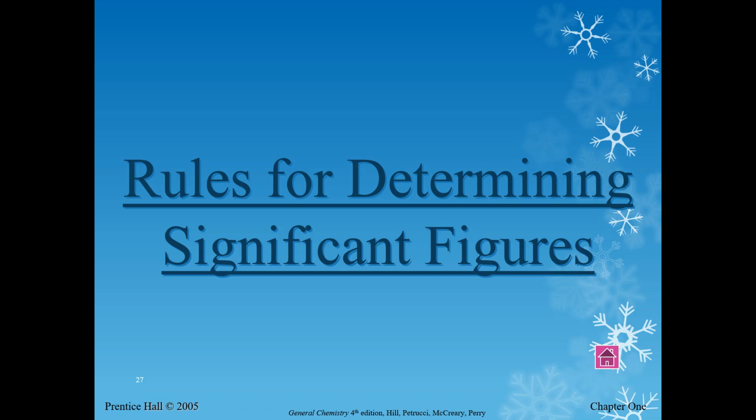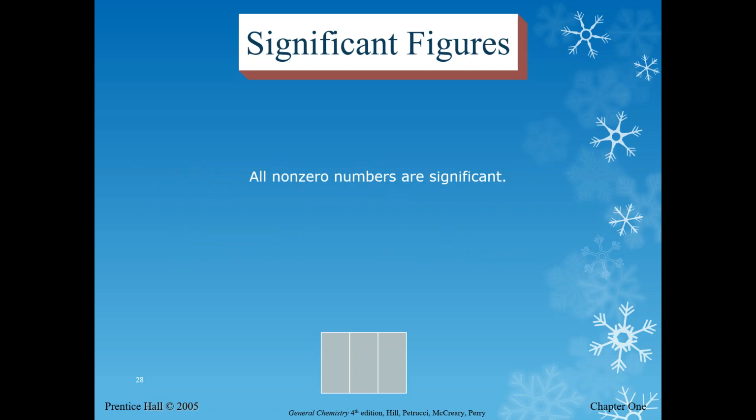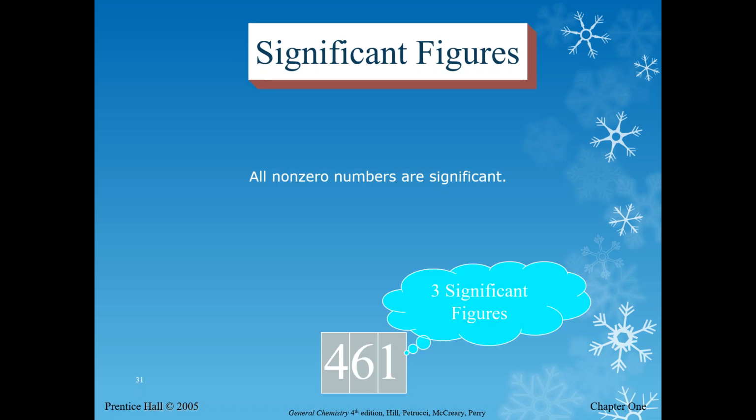But for now, we're going to look at how we determine the number of significant digits in a measured value. Okay, so this is the first rule, right? All non-zero digits in a measured value are significant. So it doesn't matter what the numbers are, as long as they're not zero, they're significant. So in this example, you're given 461. What we have here are 3 significant digits being represented.